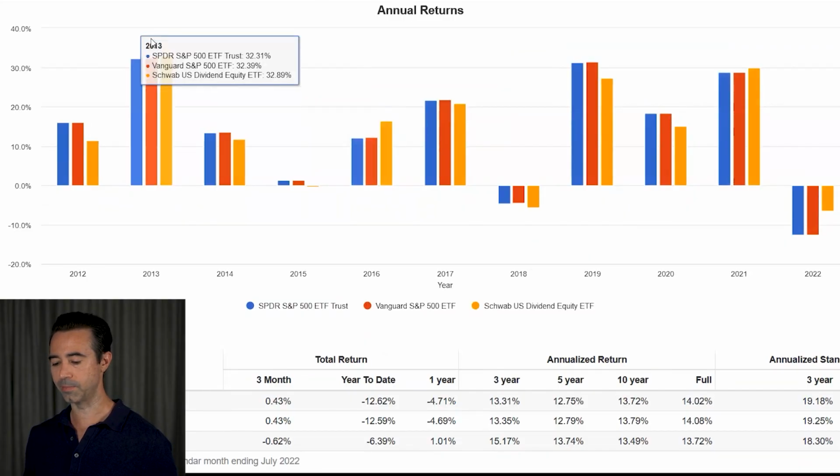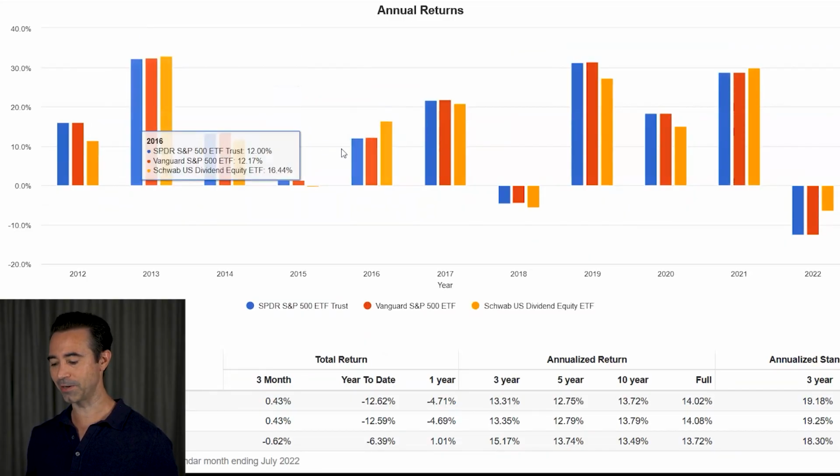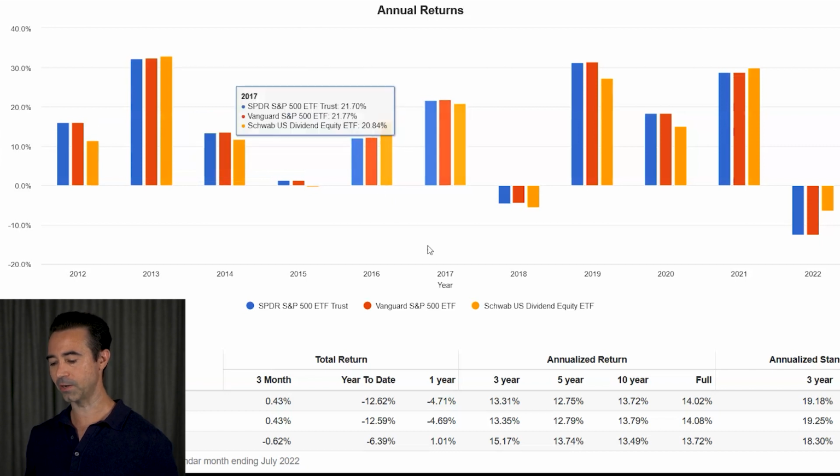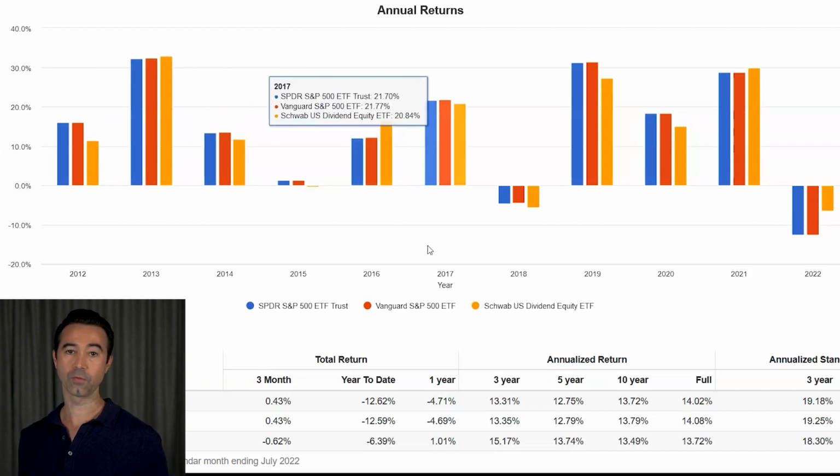So we have here, right here, boom, 2021 SCHD did better, 2013 SCHD did better, 2016 SCHD did better. So there are years where it does better. Over time, I don't think it's going to necessarily outperform the S&P 500. If I reinvest my dividends into the ETF, I don't think it's going to necessarily happen.